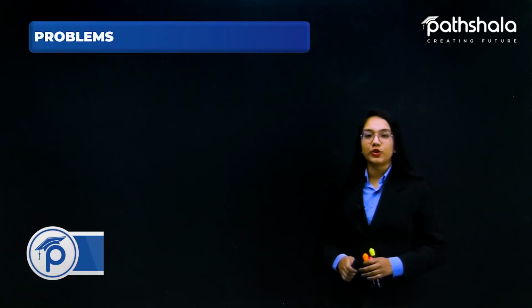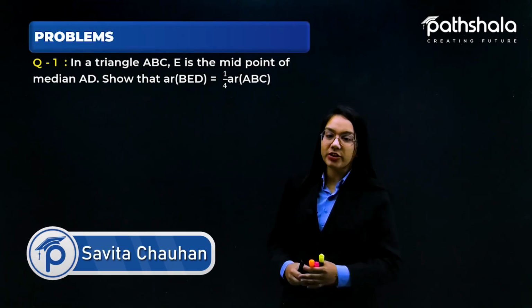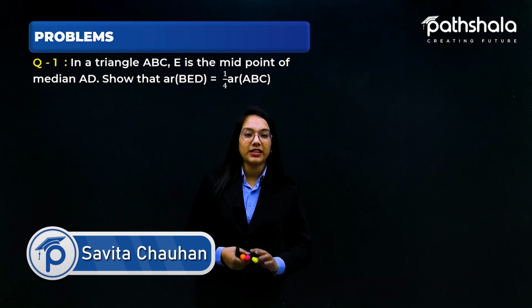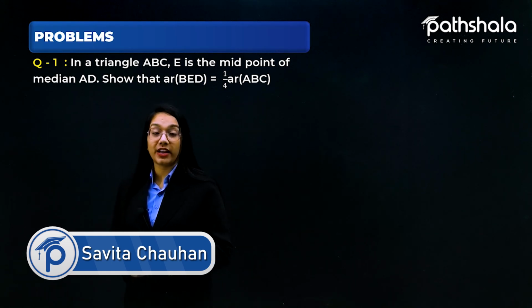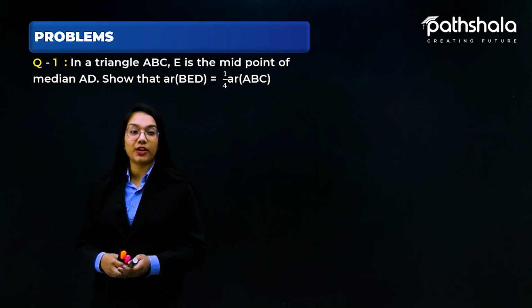Now let's move on further towards the problems, and let's see the very first question, which says that in a triangle ABC, E is the midpoint of the median AD. Show that the area of BED is 1/4 of the area of ABC.